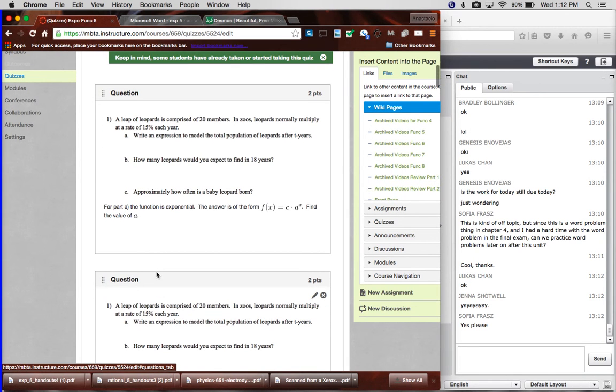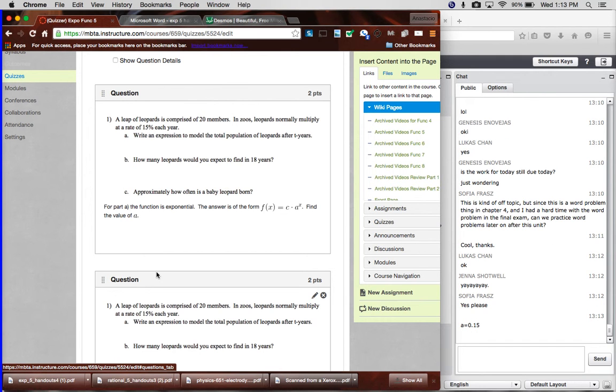All right, here we go. A leap of leopards is comprised of 20 members. In a zoo, leopards normally multiply by a rate of 15% every year. So I have a question for you. What is the value of A?